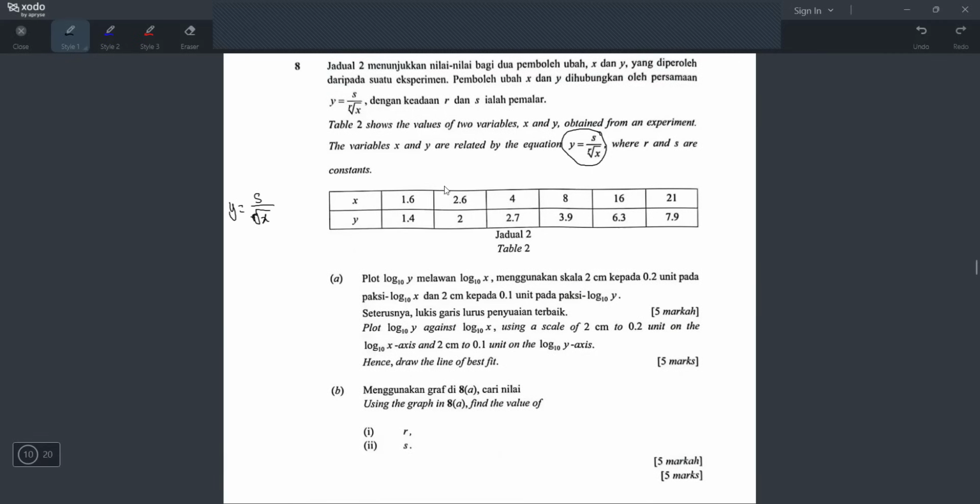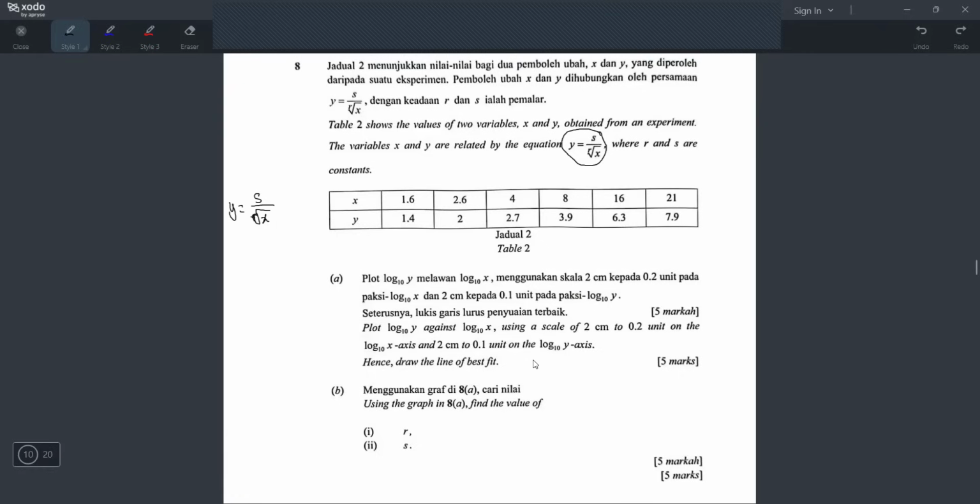Where r and s are constant, they give you a table. And then part A says plot log y against log x using a scale of blah, blah, blah, draw the line of best fit. And then part B says find the value of r and s. For the first part A, they want you to draw a graph, right?